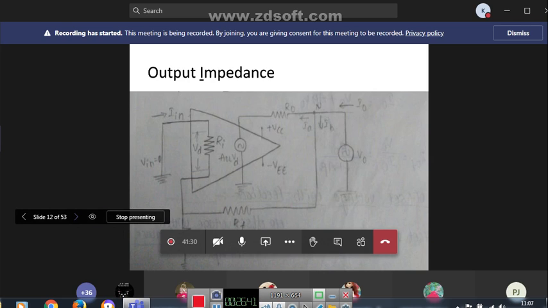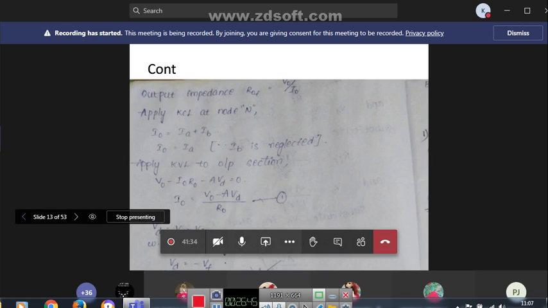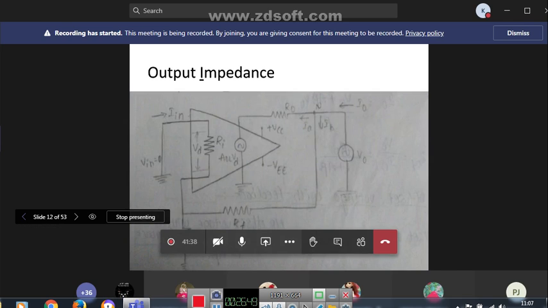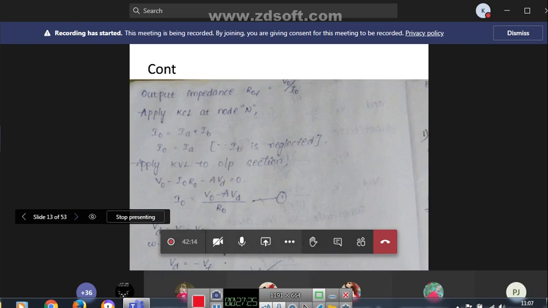Here I0 equal to IA plus IB. Here I0 is divided into two currents, IA and IB. IB is flowing through RF and IA is flowing through R0. RF value is very high, so IB can be neglected. So we can write I0 equal to IA. IB is neglected because RF is large, so the current flowing through RF is neglected.